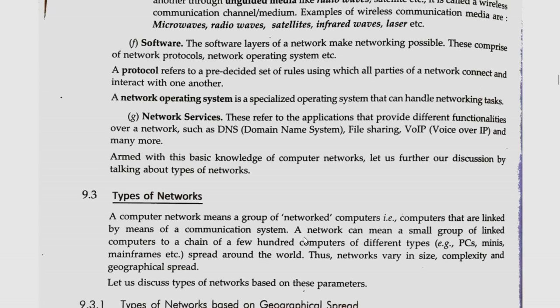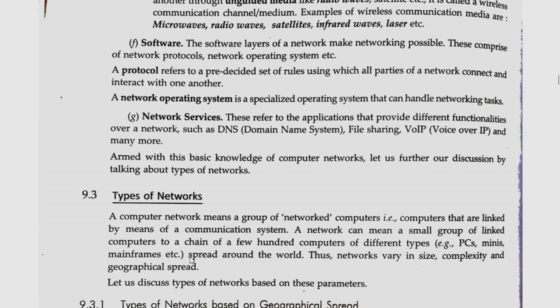It is said that a network can mean a small group of linked computers to a chain of a few hundred computers of different types. So if the communication is being done between 3 or 4 computers, that is also a network. And if it is being done among 50 to 100 to 200 systems, then also they are going to create a network. The example mentioned here is PCs, minis, mainframes, etc.